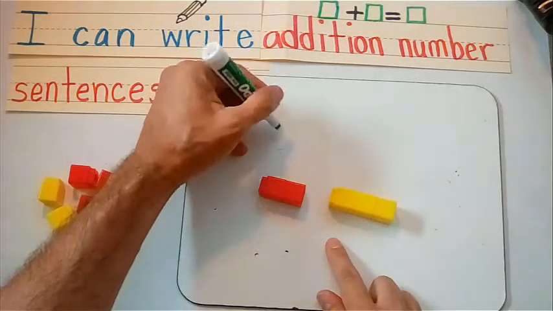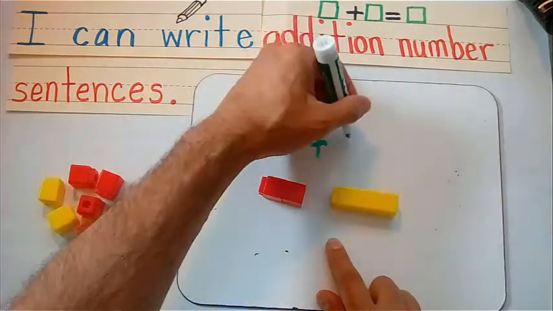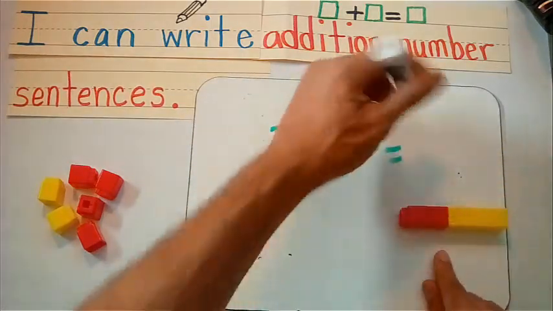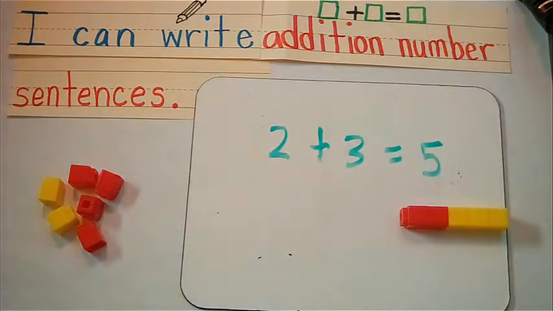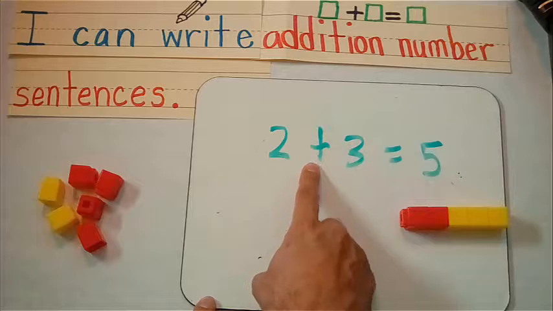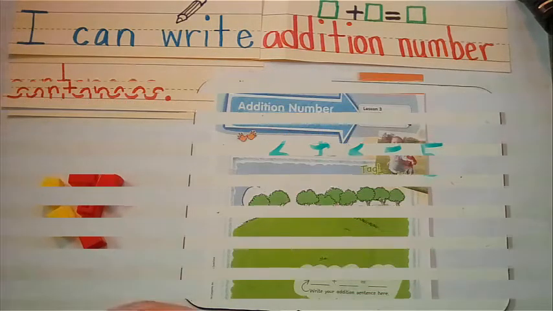2 cubes plus 3 cubes equals 5 cubes. So did you see how I wrote my addition number sentence? I made sure I had a plus and I made sure I had an equals.